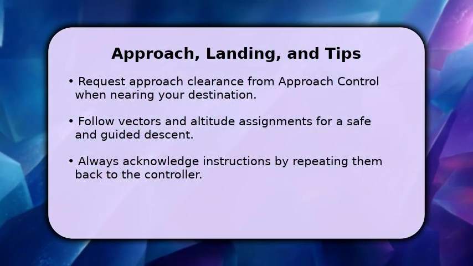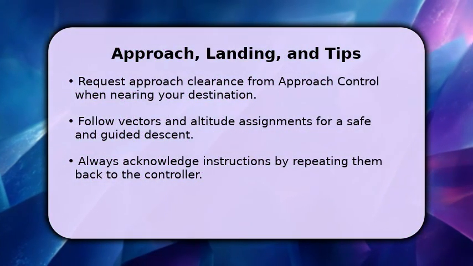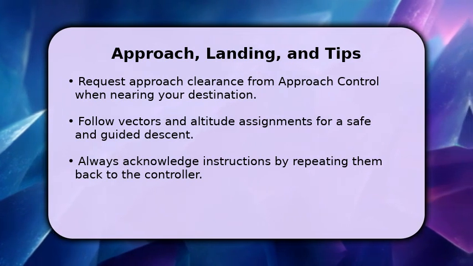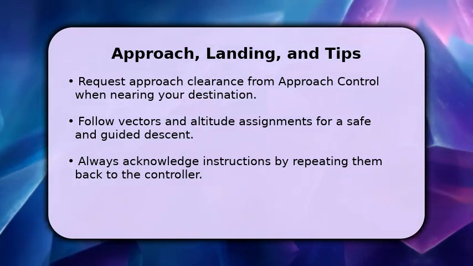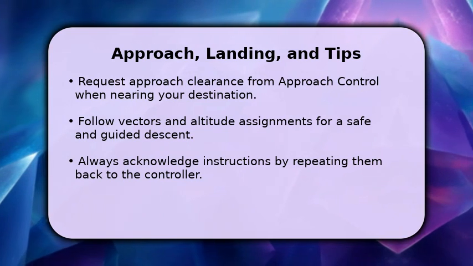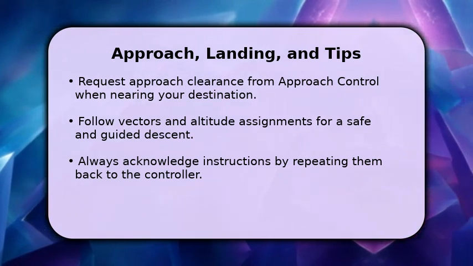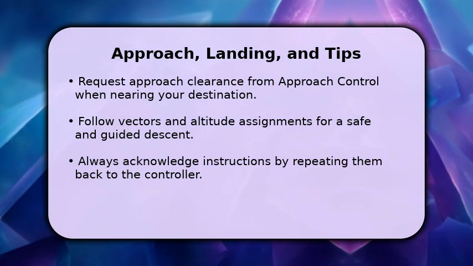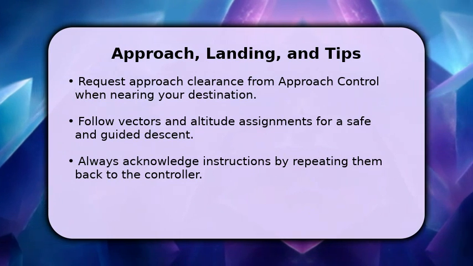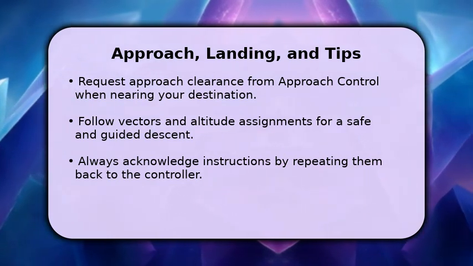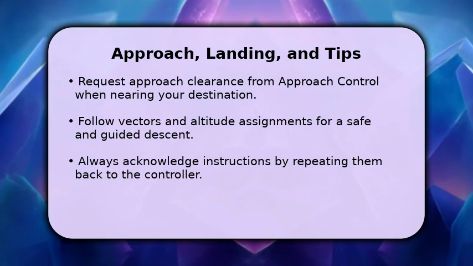As you near your destination, request approach clearance from approach control. They will provide vectors and altitude assignments to guide you for a safe descent and landing. Always acknowledge every instruction by repeating it back to the controller, including your call sign. For enhanced realism, consider third-party ATC add-ons or online networks like VATSIM, which offer human controllers and more complex interactions.